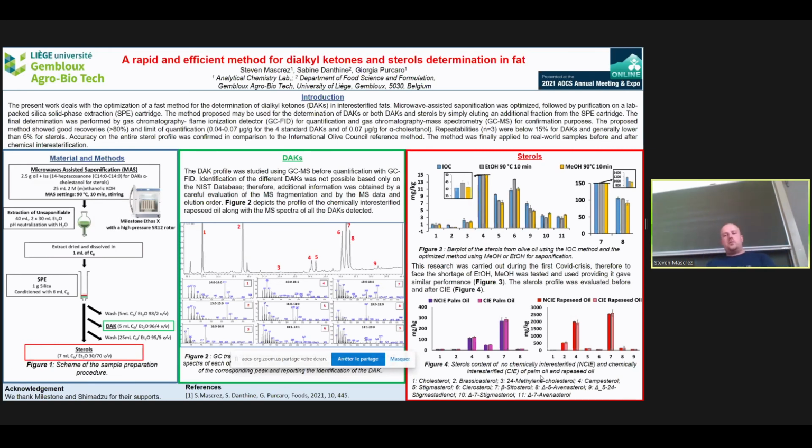We also wanted to take advantage of the sterol measurement to see if the interesterification had an impact on the sterol profile of different matrices. You can see on the two bar plots in figure 4, for the palm oil and the rapeseed oil, the comparison of the sterols: on one side non-esterified, and on the other side with chemical interesterification. As you can see, we can conclude that there is no effect of the interesterification in that case.